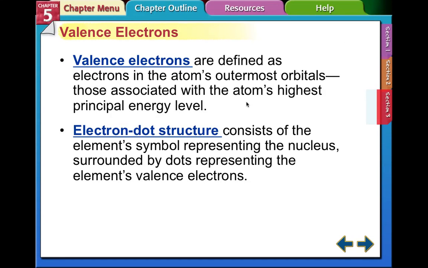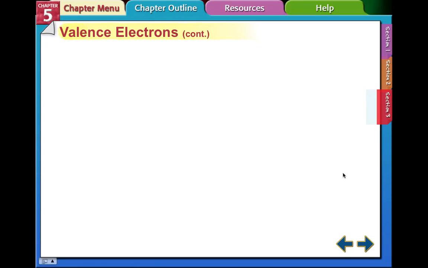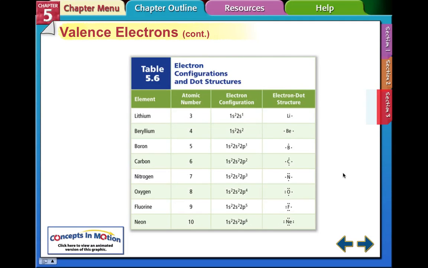Okay, valence electrons are defined as electrons in the outermost orbitals. These are the ones that are associated with an atom's highest principal energy level. These are the ones that are related to chemical reactions. With these valence electrons, we are going to do electron dot structures. These consist of the element's symbol, representing the nucleus, and then dots surrounding it with the number of valence electrons that we have. And you can see examples of this in this diagram as well. Please go to glencoe.com and play with this animation to get used to the information.